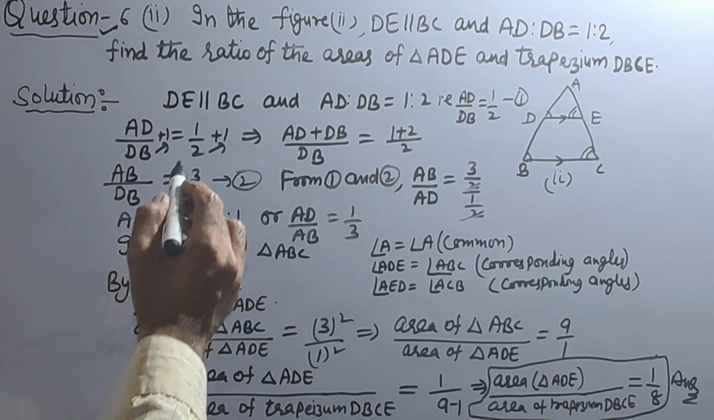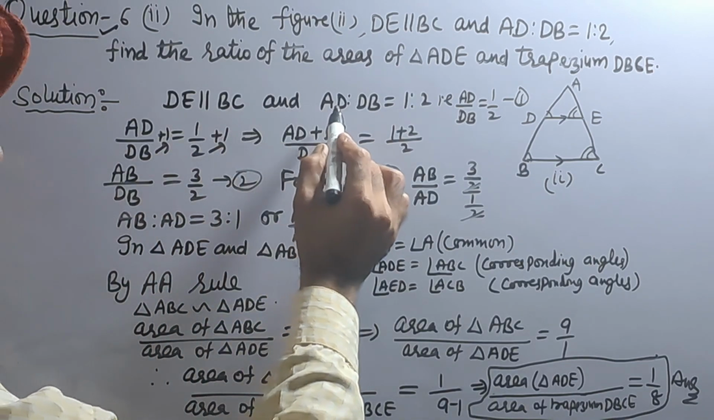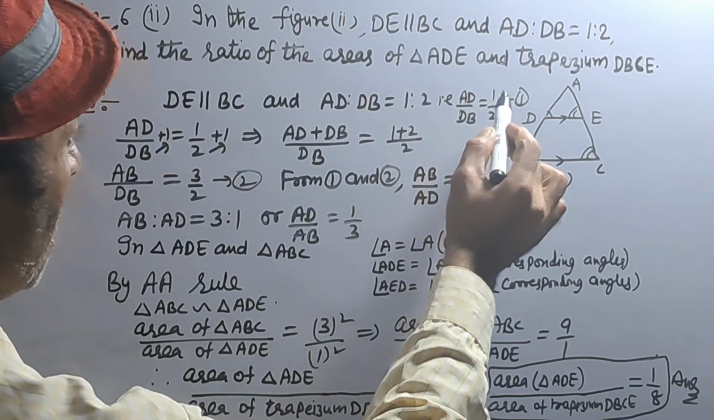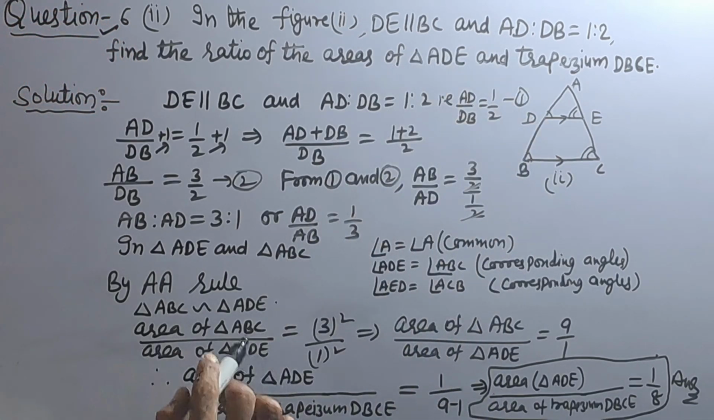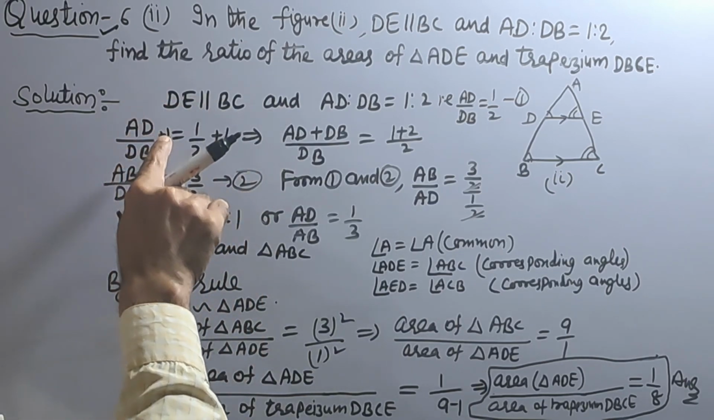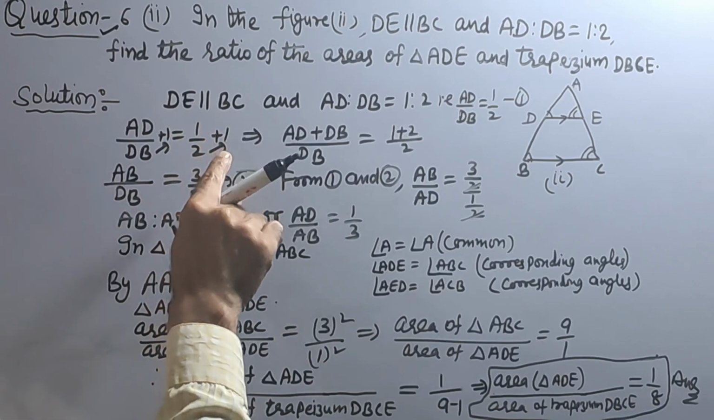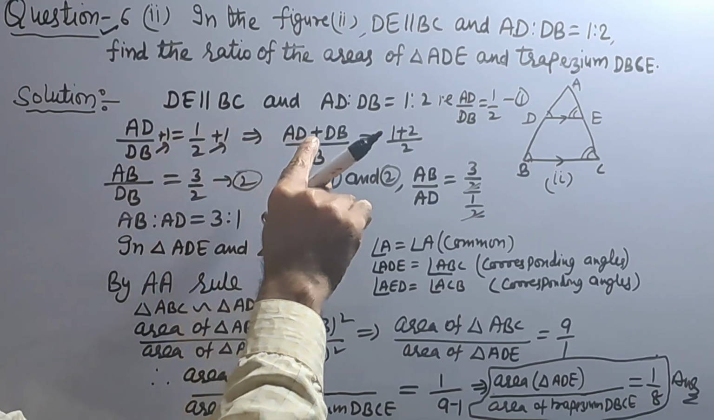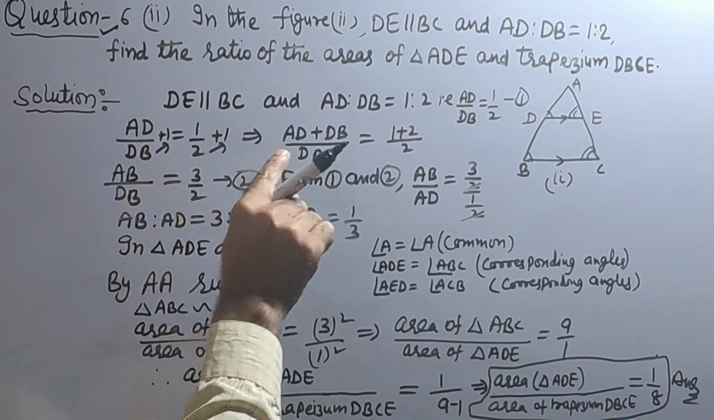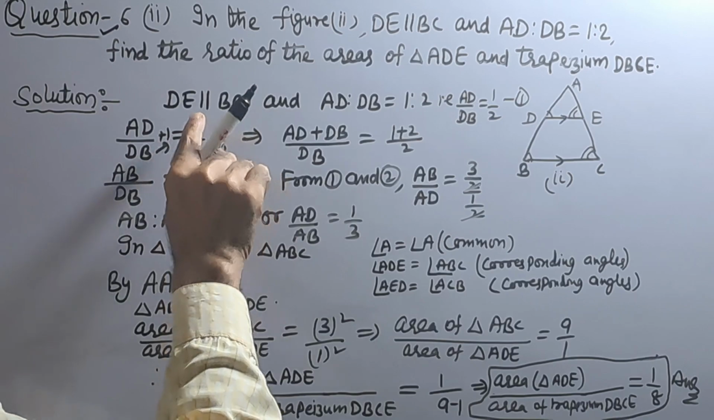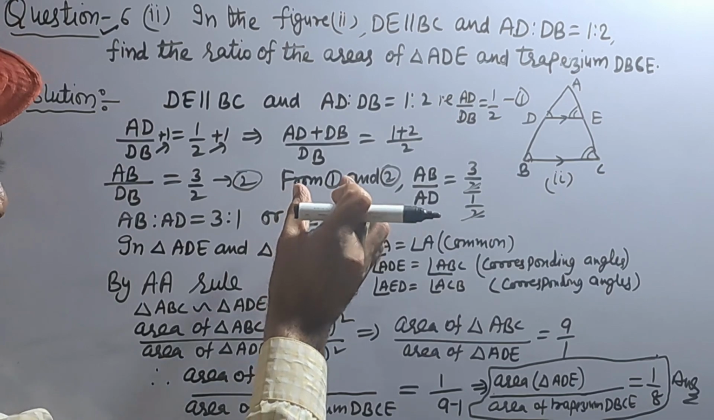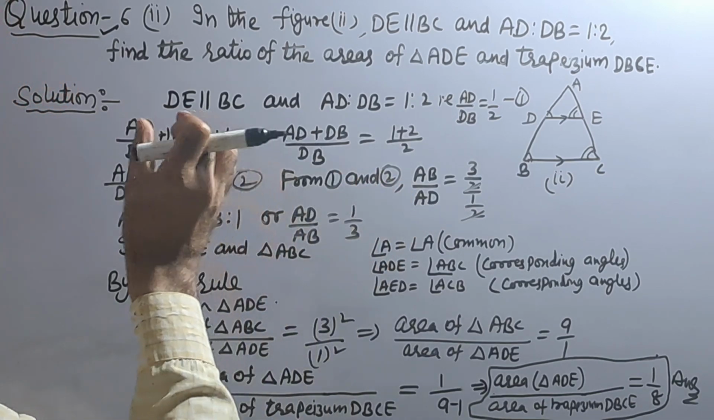Answer. Given DE is parallel to BC and AD ratio DB equal to 1:2, that is AD upon DB is 1/2. It's equation number first. And we are adding 1 both sides, left and right side. AD upon DB plus 1 is equal to 1/2 plus 1. DB multiplied by 1, that is DB plus AD is equal to AB. And LCM, DB as it is. 2 ones are 2 plus 1, that is 3/2. It's equation number second.